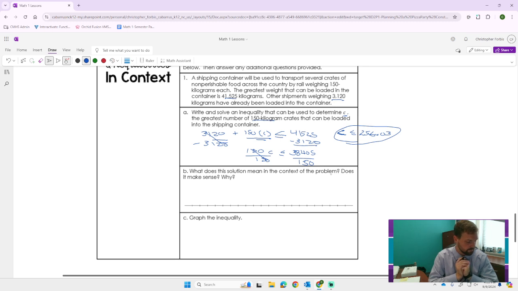All right. B says, what does the solution mean in the context of the problem? Does it make sense and why? Oh, yeah, well, there you go. It means that if I have 256 crates, again, you can't have 0.03, but if I have 256 crates or fewer, I'm going to have no more than 41,525 kilograms, the max weight that this container can hold. So as long as I have 256 crates or less, I am within that range.